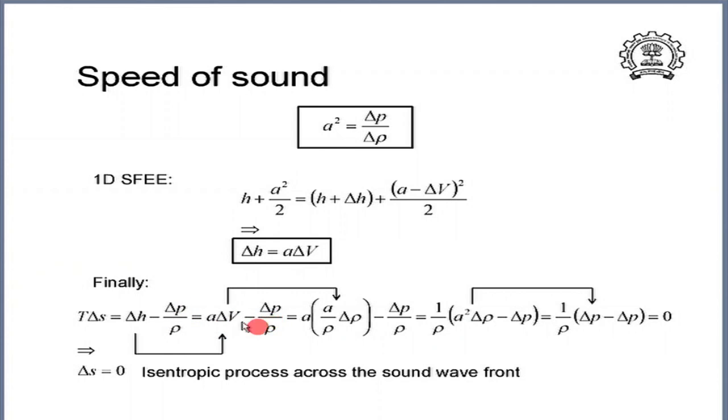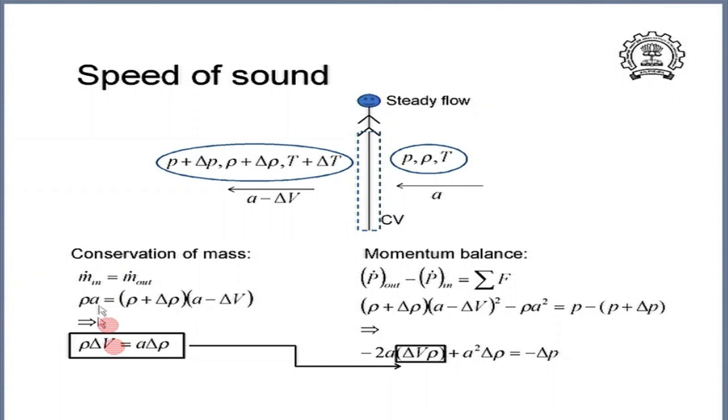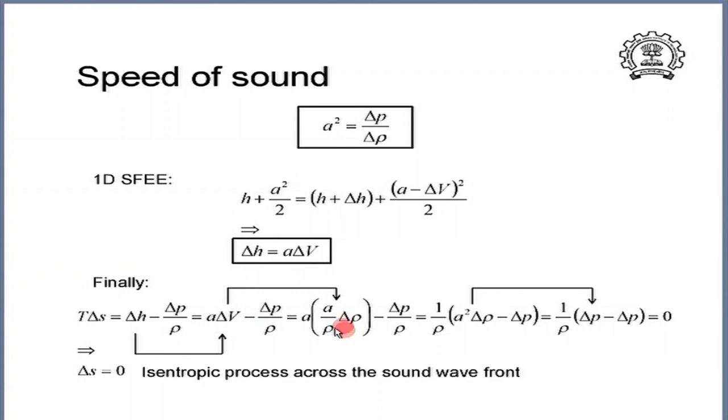What I am going to do now is, for this delta V, utilize my intermediate expression from the conservation of mass statement and eliminate that delta V here. So it is simply the a as it is, times a over rho times delta rho, minus the second term as it is, and you can see that 1 over rho then will be coming out as a common factor, times a squared times delta rho minus delta P. But then a squared times delta rho is simply delta P itself from the derivation that we have completed. In other words, what we end up finding is that T times the change in the entropy across the wavefront turns out to be 0, which essentially means that the change in the entropy that we can expect across this wavefront is going to be equal to 0.